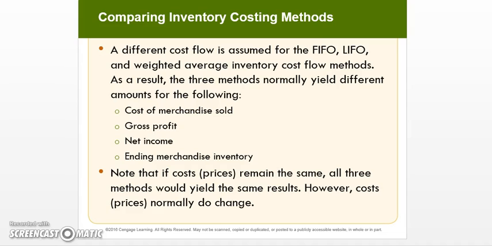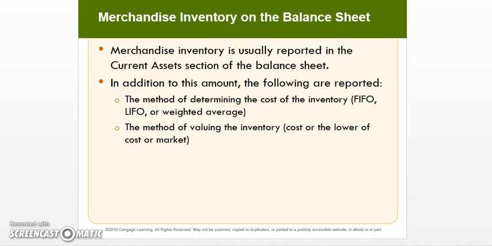Typically, in a period of rising prices, the LIFO method will generate the least amount of gross profit. This is sometimes attractive from a tax point of view, because the lower my profits, the lower my tax bill. Finally, the merchandise inventory shows up on the balance sheet as a current asset, and of course the cost of goods sold shows up on the income statement as a cost of goods sold.